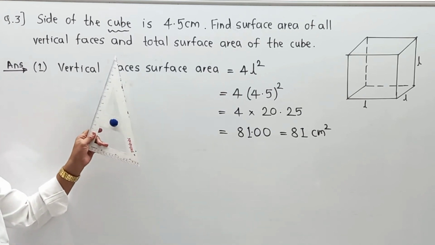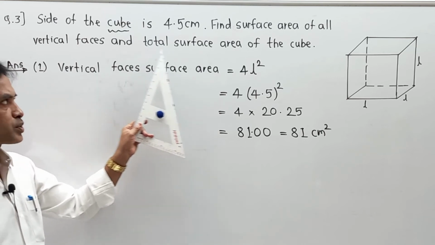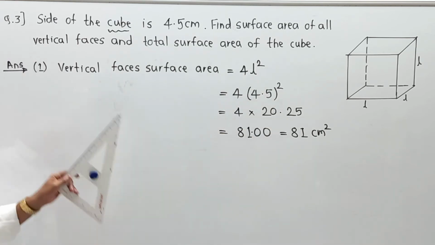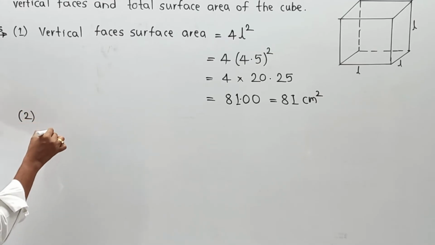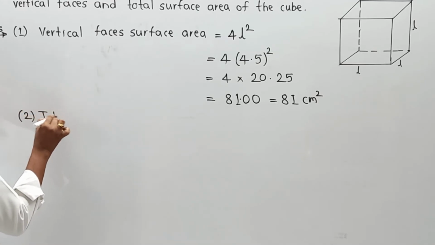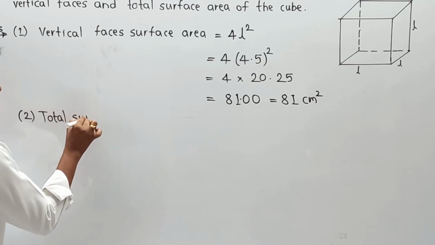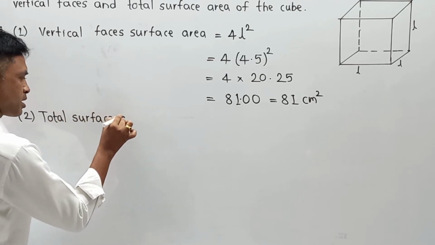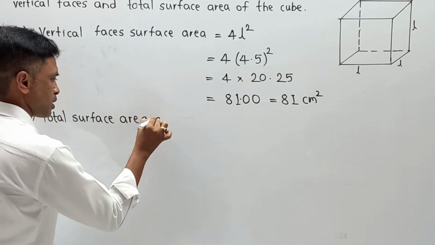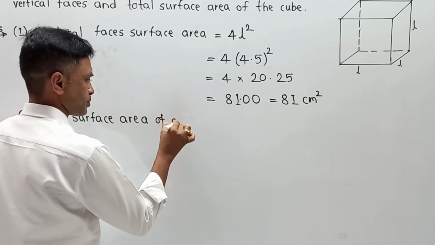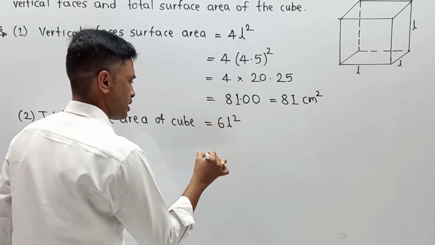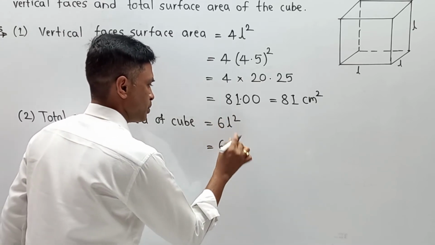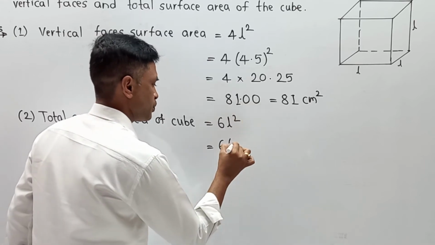Now the next part moves to the second calculation, that is total surface area of a cube. So we are going to start that part. So here total surface area of a cube, and that is nothing but 6L square, that becomes 6 into L square, means 4.5 square.